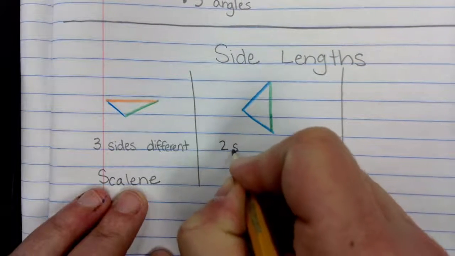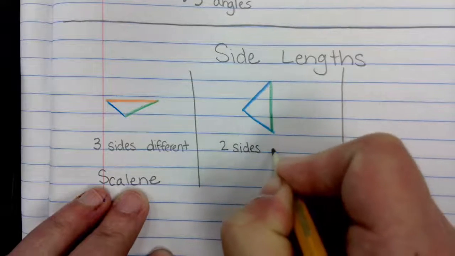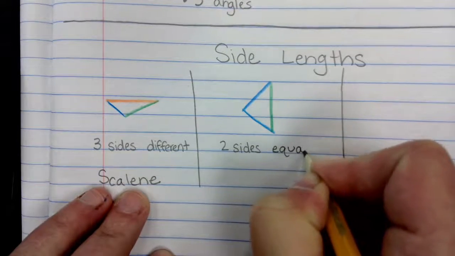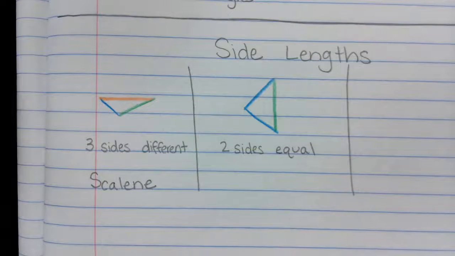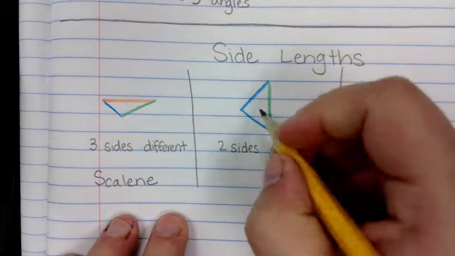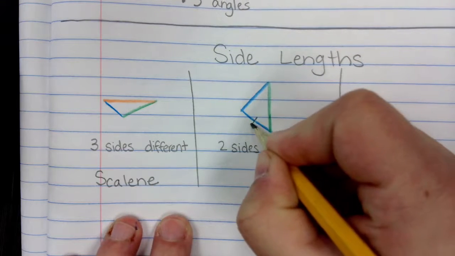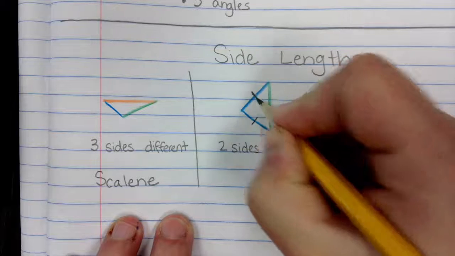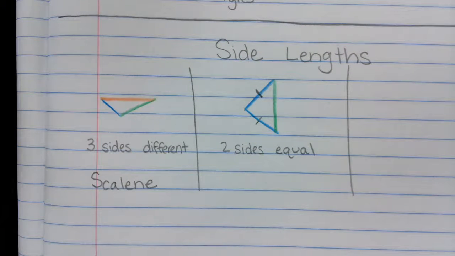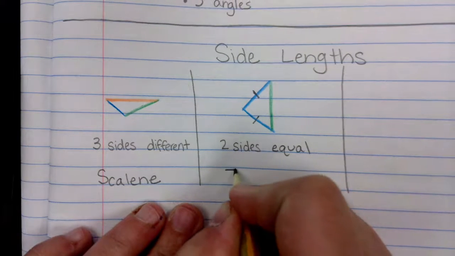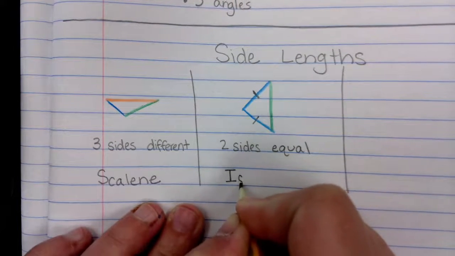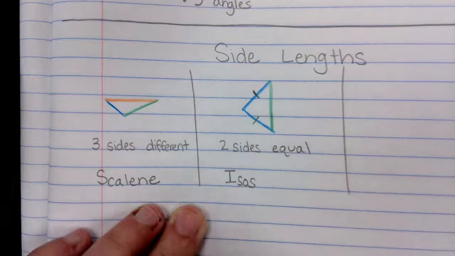What's another word for equal in math and geometry? Congruent. How do I show that the two sides are congruent besides maybe using the same color? Yeah, what are the marks for it? Yeah, we use the little lines. That shows that they're the same. So two sides are equal. This is called an isosceles triangle. So isosceles is goofy. I-S-O-S-C-E-L-E-S. Isosceles.